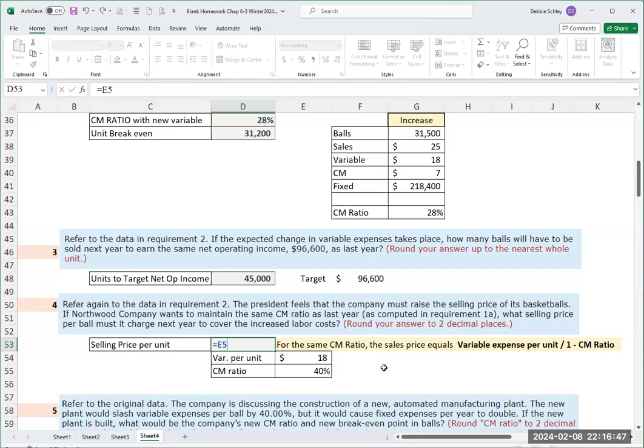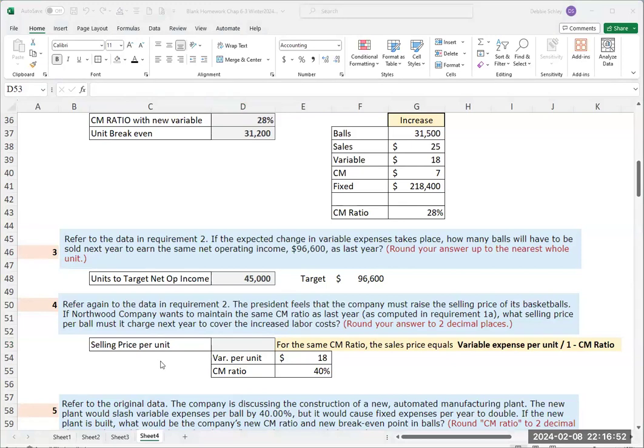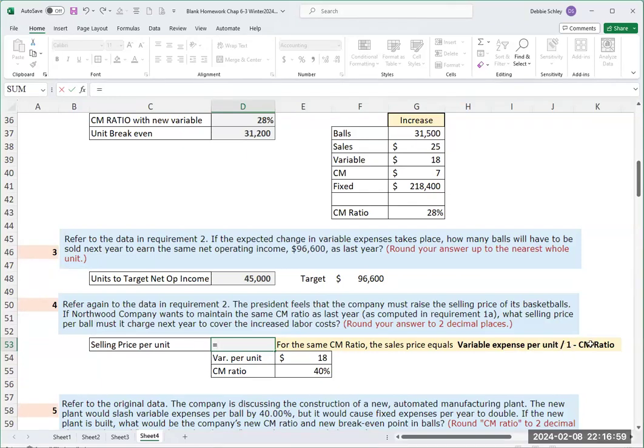Okay, I gotta make sure I'm doing this right. This is how tricky it is. Hold on. Okay, that's what I thought. Okay, so it's gonna be, oh, I have it written right there: the variable expense per unit divided by 1 minus the contribution margin ratio. So I'm gonna take my variable expense per unit divided by, open parentheses, 1 minus the contribution margin ratio. And that gives me a selling price of $30.